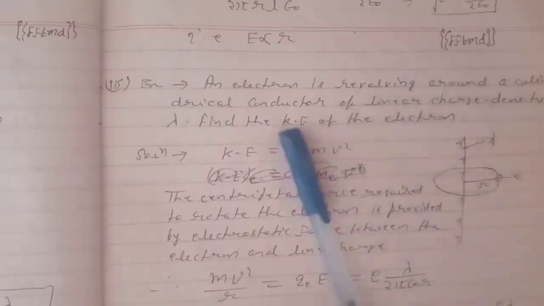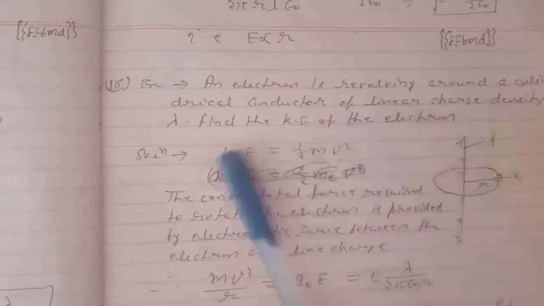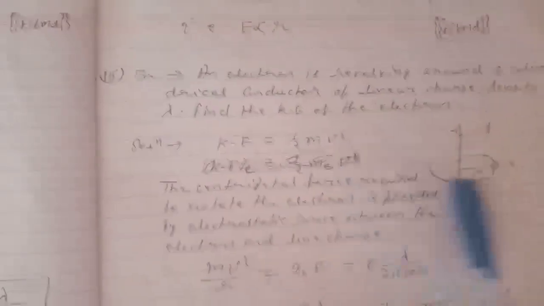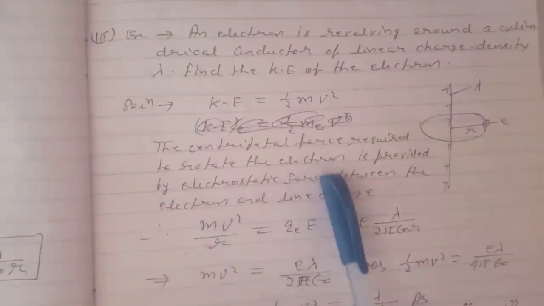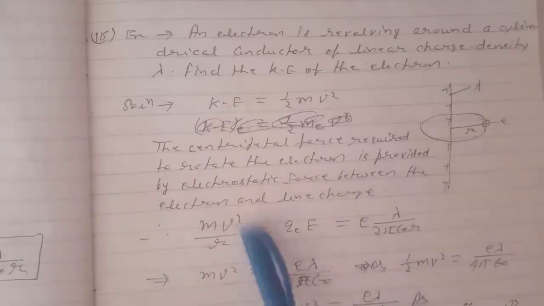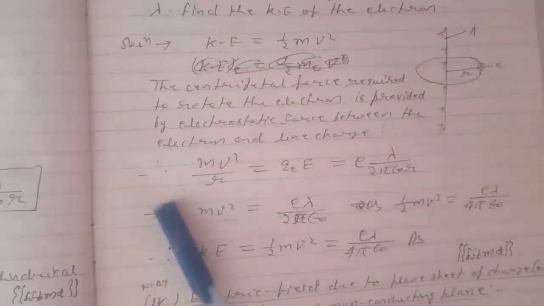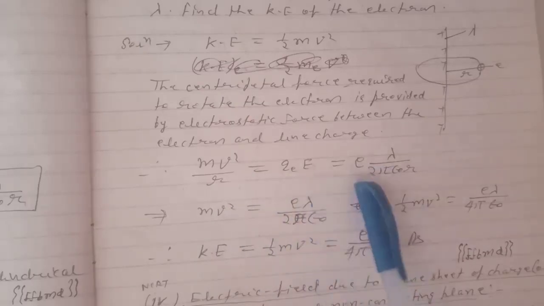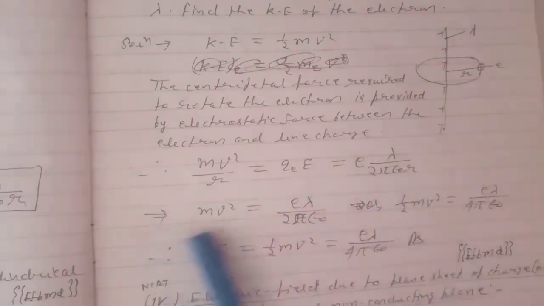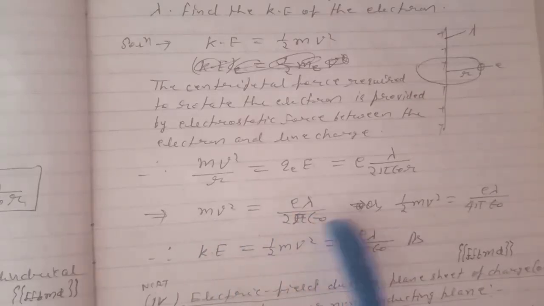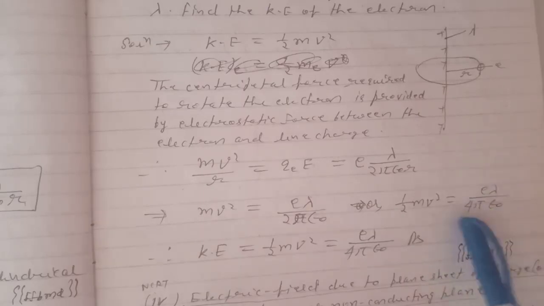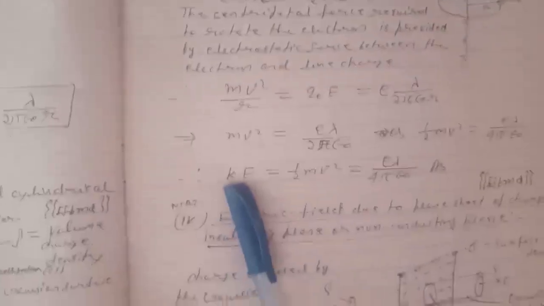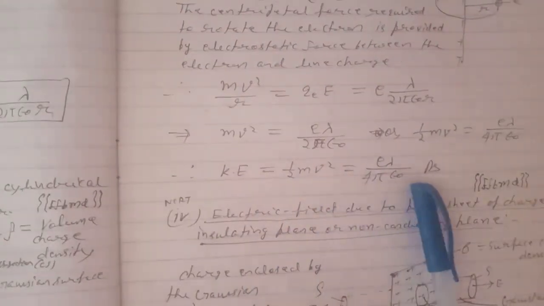Next, a question. An electron is revolving around a cylindrical conductor of linear charge density lambda. Find the kinetic energy of the electron. Kinetic energy equals 1 by 2 m v square. The centripetal force required to rotate the electron is provided by the electrostatic force between the electron and the line charge. Hence m v square by r equals e E, where E equals lambda by 2 pi epsilon naught r. This implies m v square equals e lambda by 2 pi epsilon naught, or 1 by 2 m v square equals e lambda by 4 pi epsilon naught. Hence the kinetic energy is e lambda by 4 pi epsilon naught.